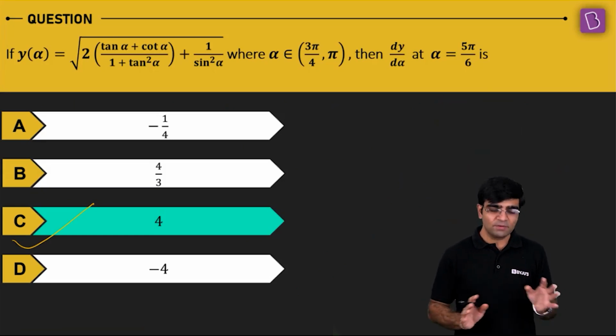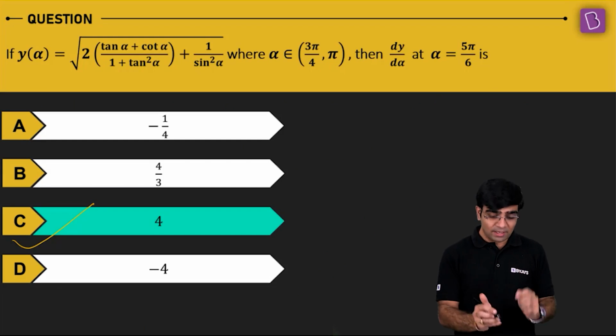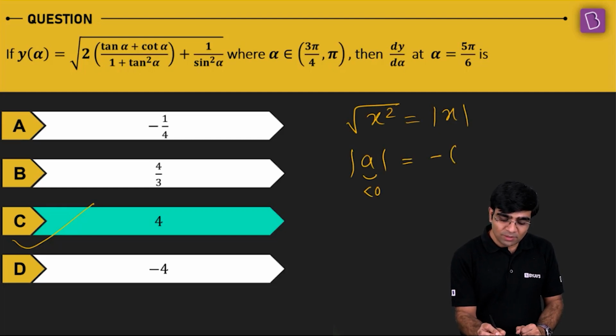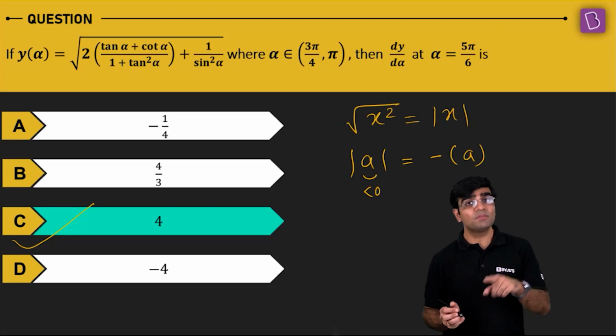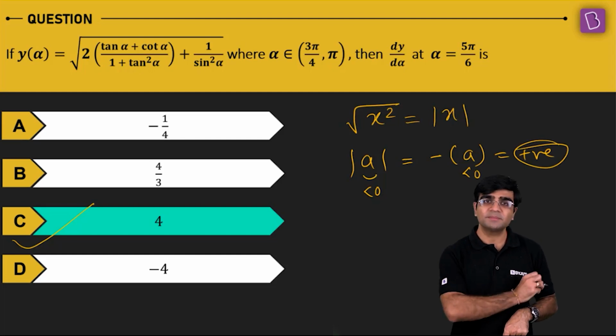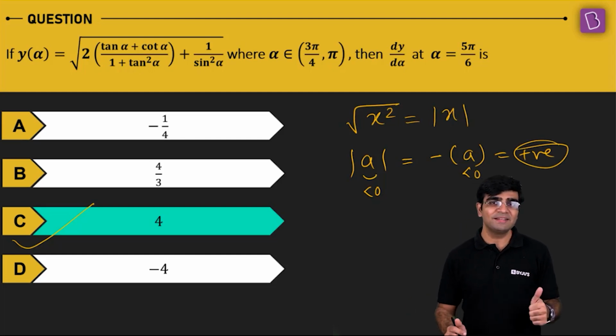Understood the key takeaway? First of all, simplify everything. Second thing, under root of a square is always the absolute value of any number. And if the term inside the modulus is negative, then modulus places a negative sign before the negative number, so that negative of negative will ultimately become a positive number. Understood? Lovely.